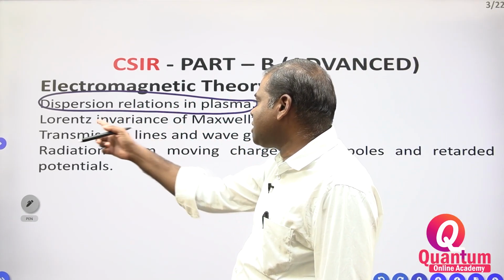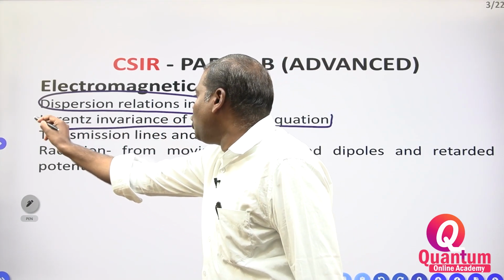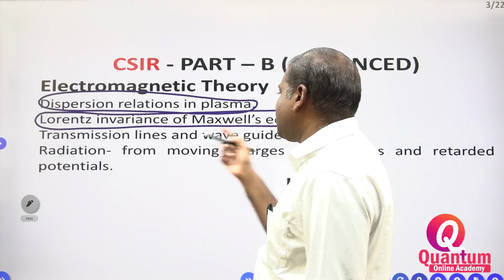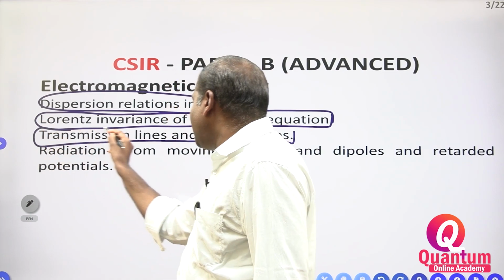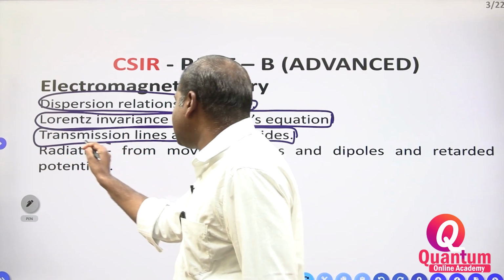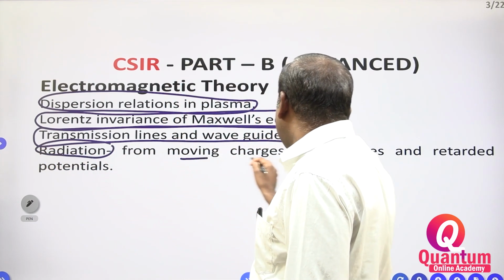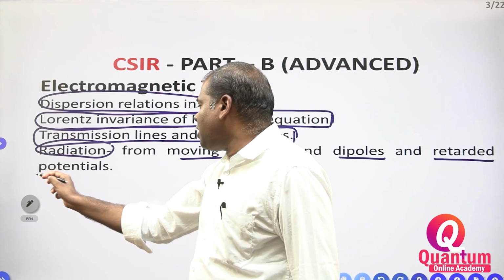Dispersion relations in plasma. Lorentz invariance of the Maxwell equations. Transmission lines and waveguides. Radiation from moving charges. Dipoles. Retarded potentials. These things are very, very important.